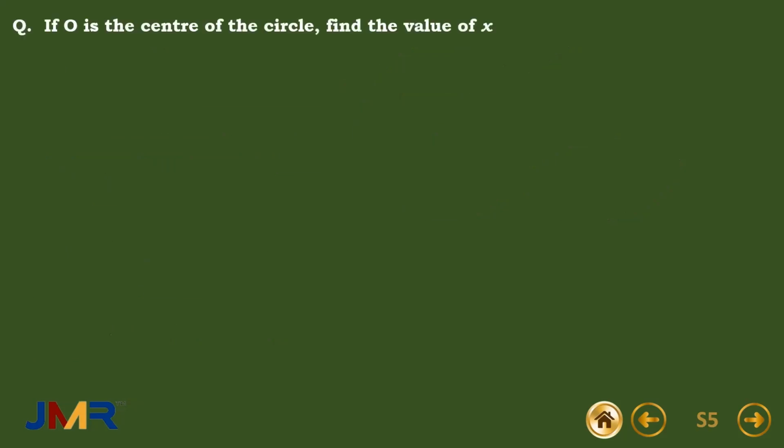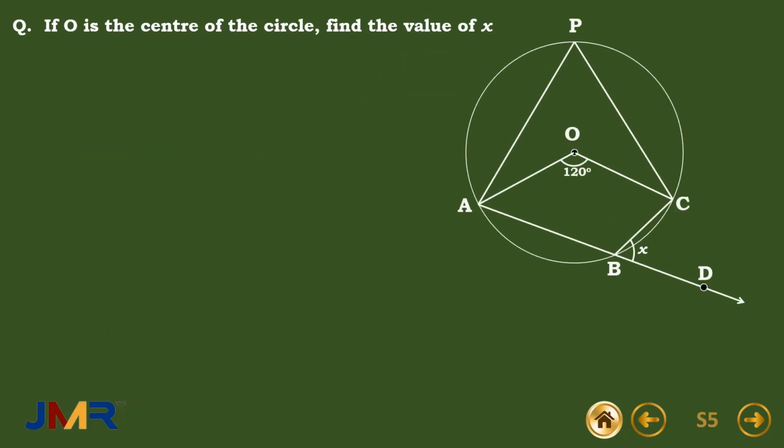Now let us go to the third problem. In this diagram, find X. Here ABCP is a cyclic quadrilateral. CBD is an exterior angle. AOC is the angle made by an arc at the center. So how to solve this? I want to find the value of X.